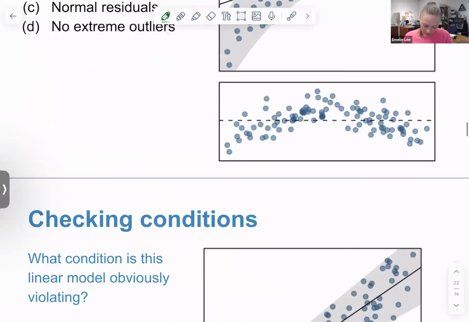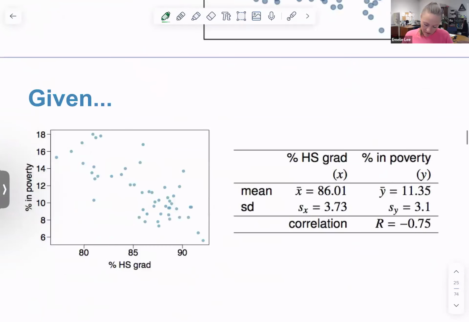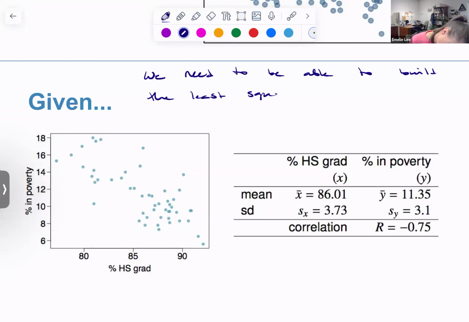Blah, blah, blah. You can try those on your own, but we've already talked about it. Okay. We need to be able to build the least squares regression line. That's why I skipped to here, because it's the most important part for today. We need to be able to build the least squares regression line.